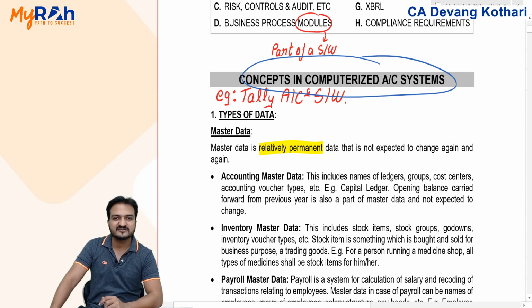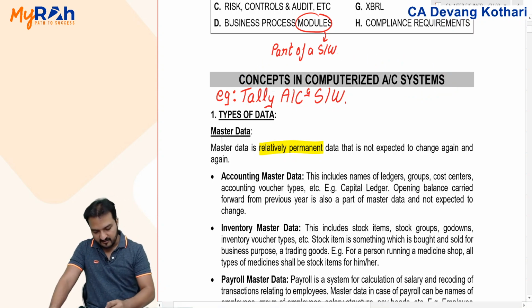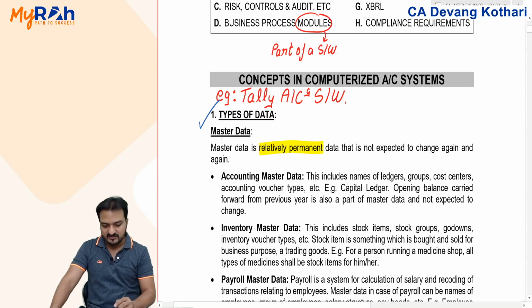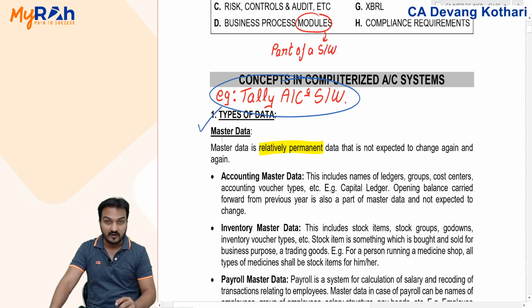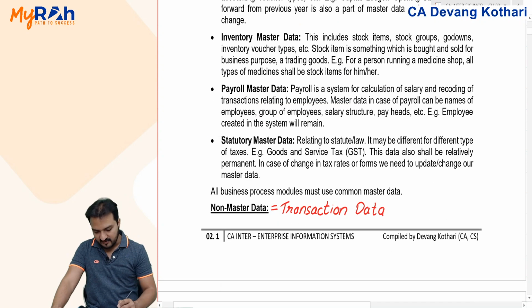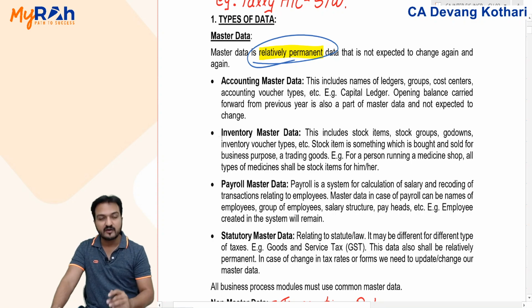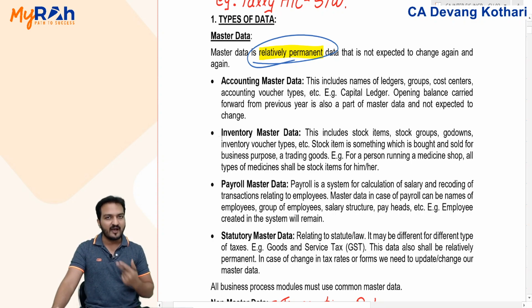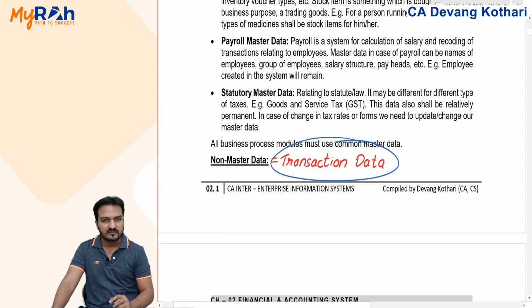Now these general concepts are seen in almost every accounting software, and for all of these concepts I had given you the example of the Tally accounting software. We'll see that again. Types of data: every accounting software will have at least two types of data, master data and transaction data. Master data is the one which is relatively permanent and does not change with every entry that you make, while non-master data is the transaction data. It changes every time you enter a new entry.